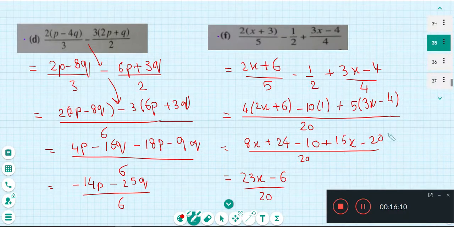So you have seen that I have converted all the fractions to single fractions by taking LCM of the denominators first, and then divide LCM by each denominator and multiply the result with each numerator, and then simplifying them, simplifying the expression in the numerator.